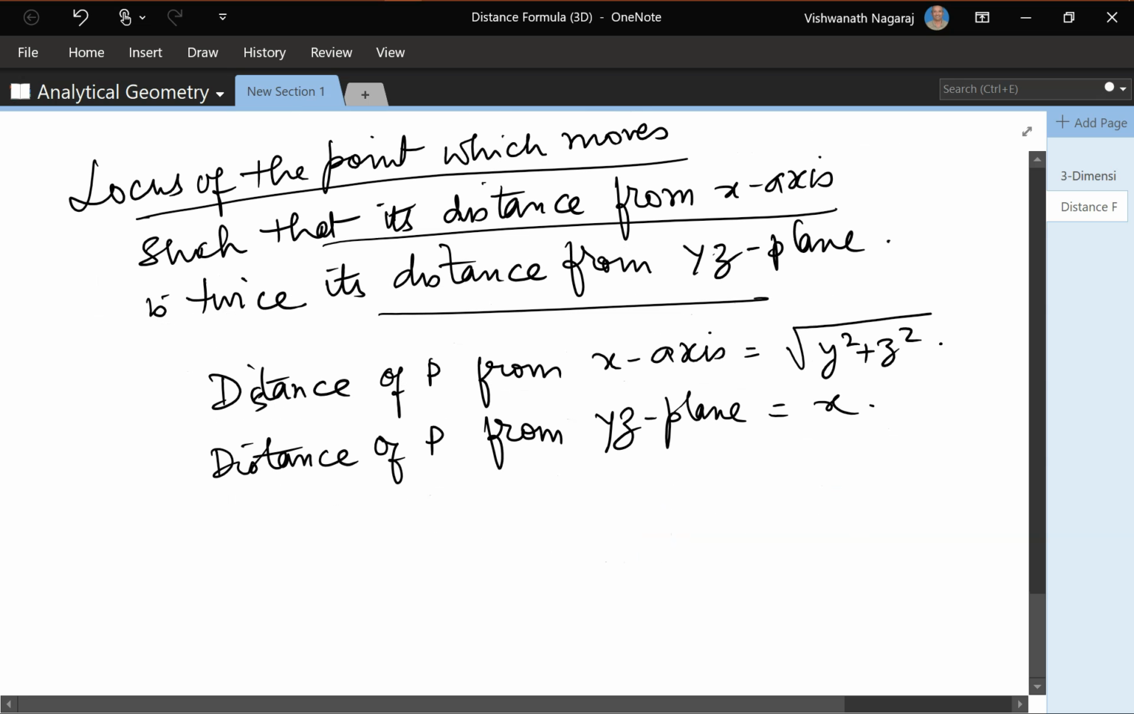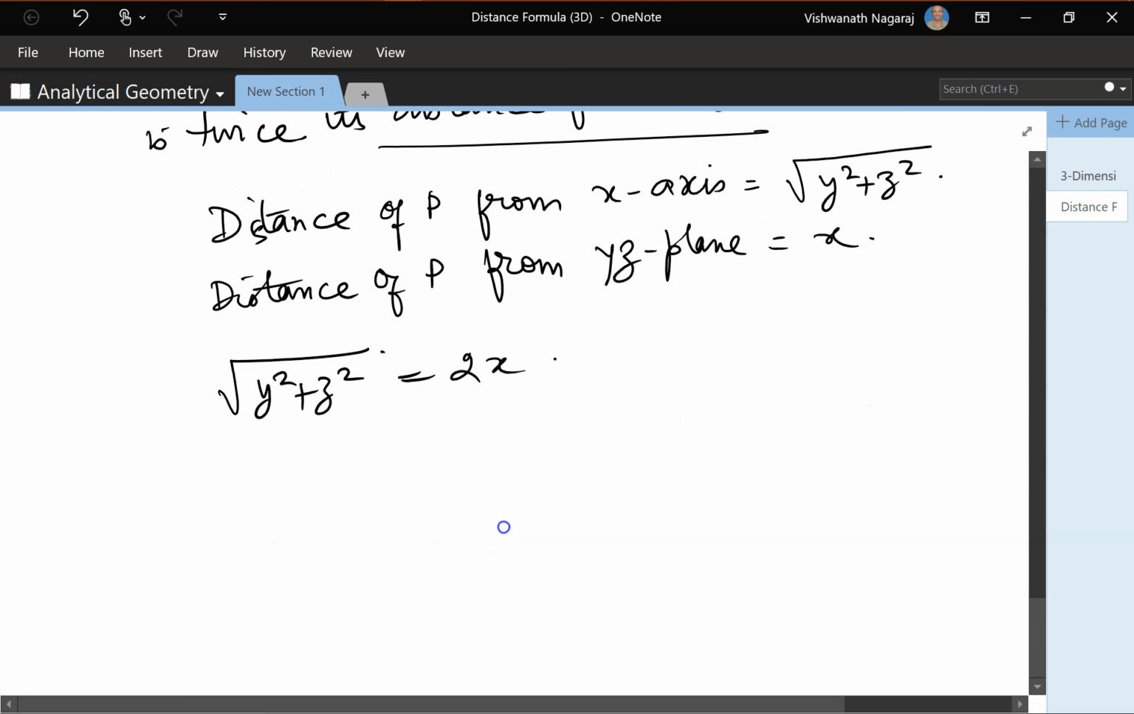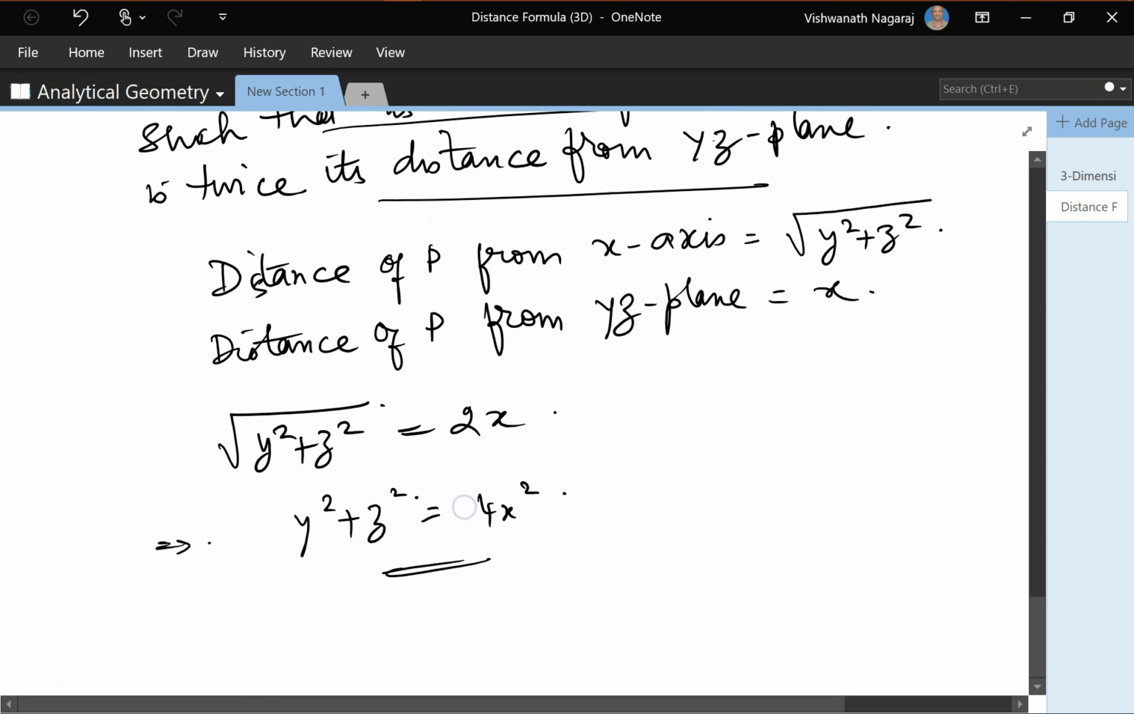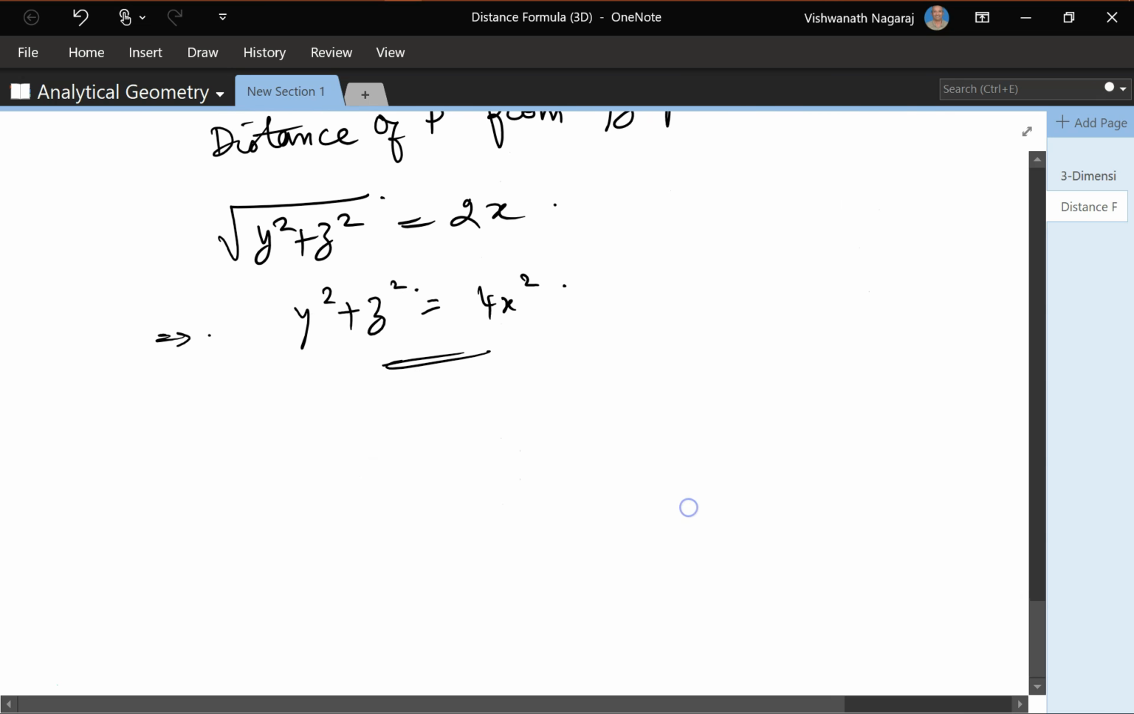Yes, and we are given that the distance of P from x-axis, that is y square plus z square square root, is twice the distance from yz plane. Now it's just a question of simplifying it. Take the square root on both the sides, square both the sides, 4x square. Okay, I think you got the idea.